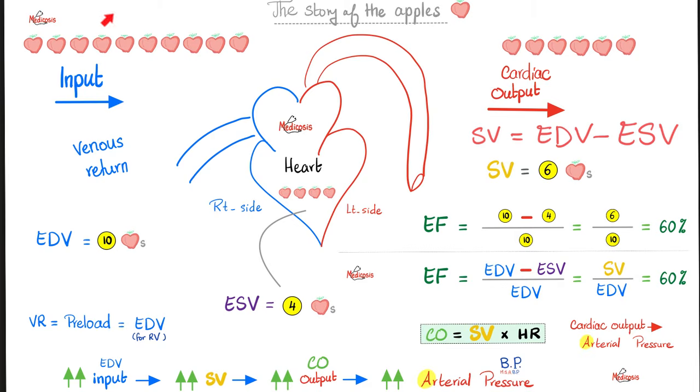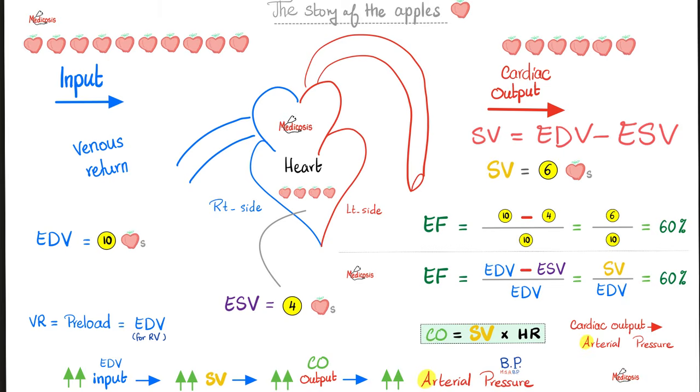Okay, if I gave you 10 apples and you ejected 6, what's the percentage that you ejected? Of course, it's going to be 60%. That's right, and we call this the ejection fraction. But hey, medicosis, let me ask you a question. Did I eject 6 apples or did I eject 60%? Well, if you're talking in absolute terms, the answer is 6 apples. But if you're talking in relative terms, it is 60%.